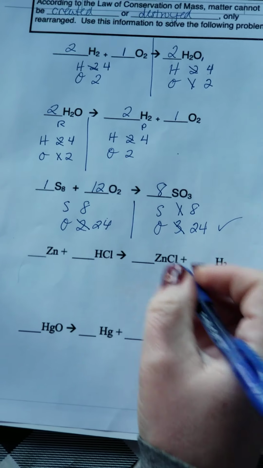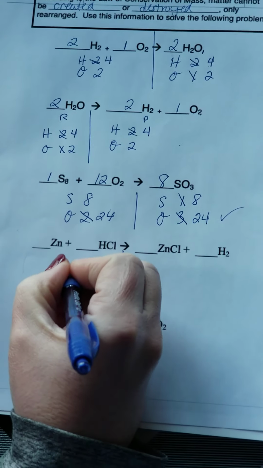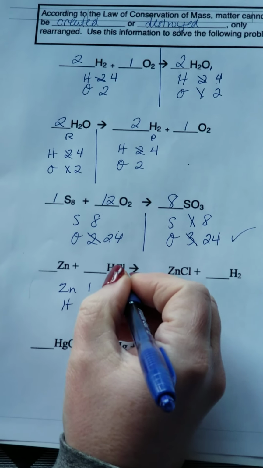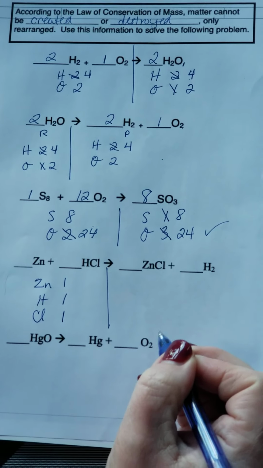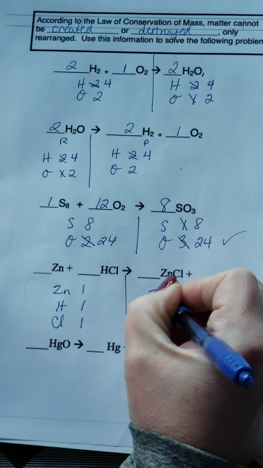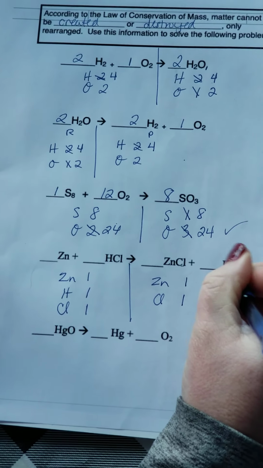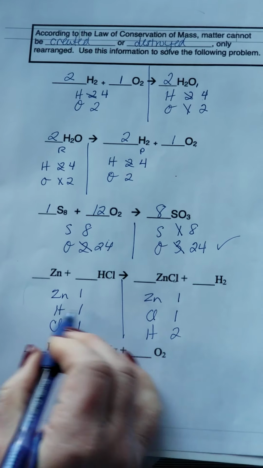Okay, we have 2 last problems. Find the arrow, draw your line. Right now we just have 1 zinc, 1 H, and this is Cl, that's not a Ci. Chlorine is Cl, and 1 of those. On the product side, again, we have zinc, just 1, chlorine, 1, and hydrogen. We have 2 now on this side. So we can see the hydrogens do not match.